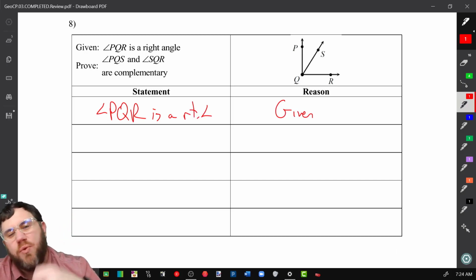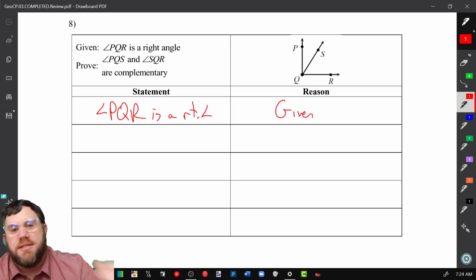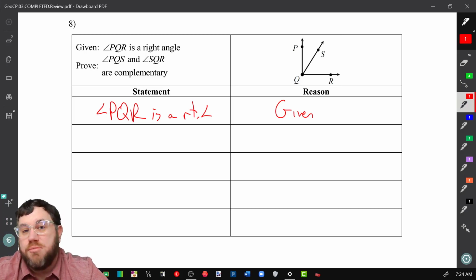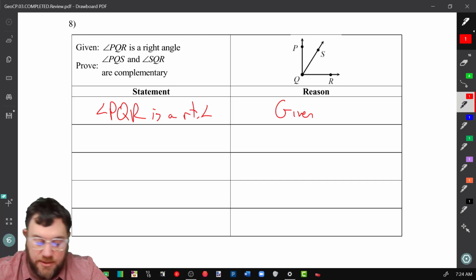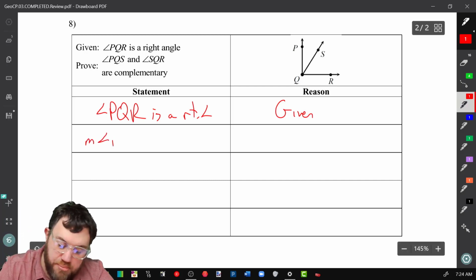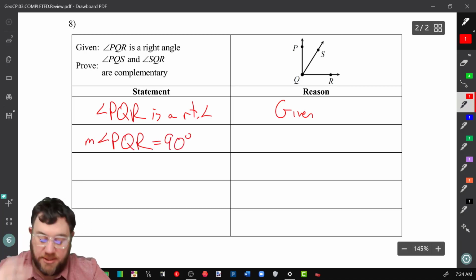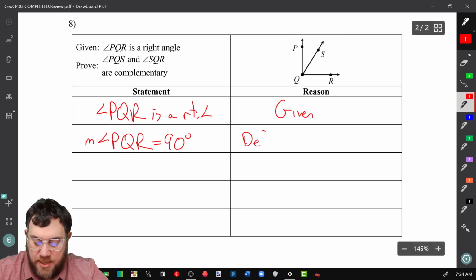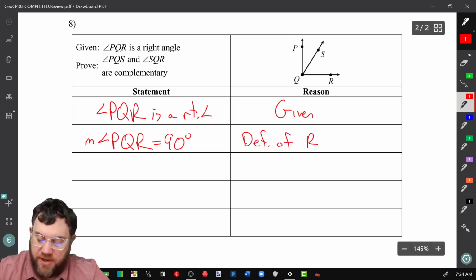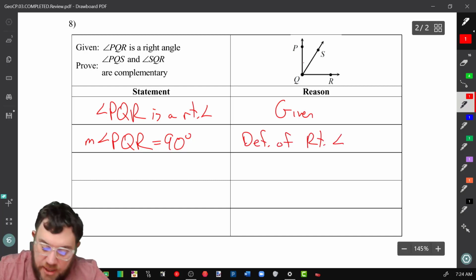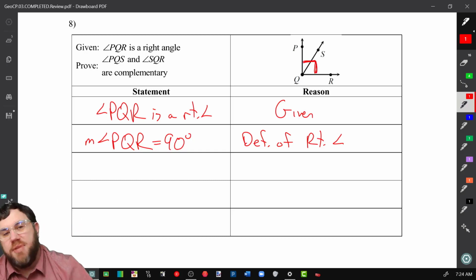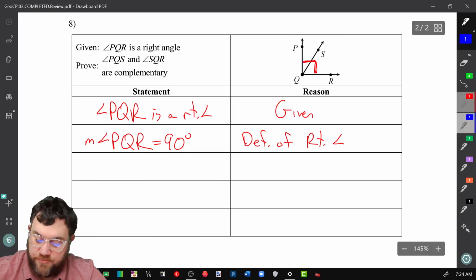What does that mean? What is a right angle? Well, a right angle is an angle whose measure is 90 degrees. So we know the measure of angle PQR is 90 degrees. And the reason we know that is that's what a right angle is. So that's the definition of a right angle. And I'm going to put the box in my picture to remind me that's a right angle when I look at my picture.